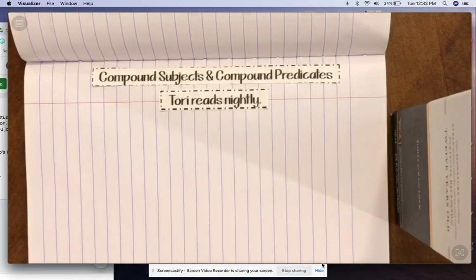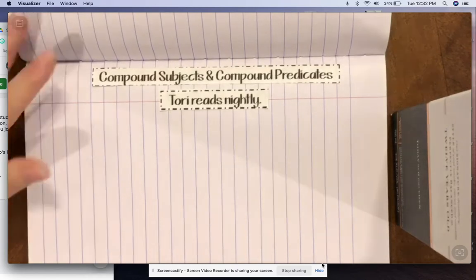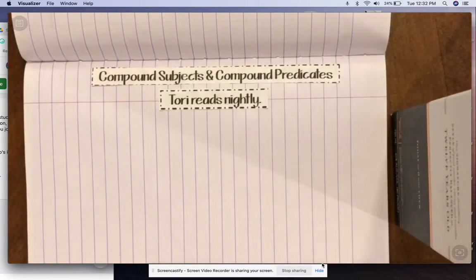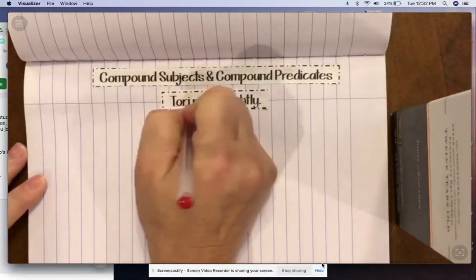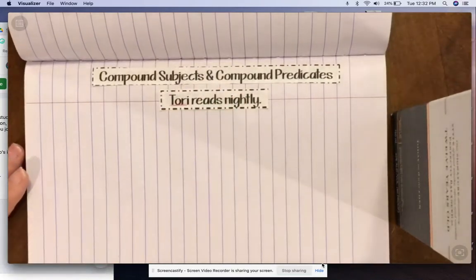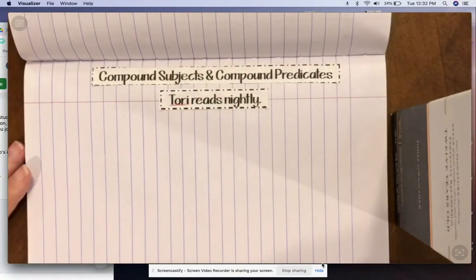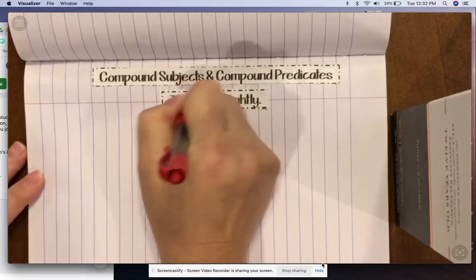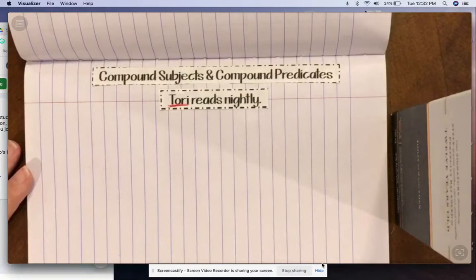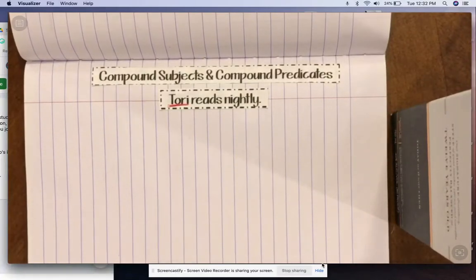All right, so if Tori reads nightly is our example sentence, first thing we're going to ask ourselves is who is this sentence about? Who or what? Tori is who it's about, so Tori is our subject. We're going to underline Tori in red. When I find red that works. So if you have your red pen, underline Tori. What does Tori do? She reads nightly, right?